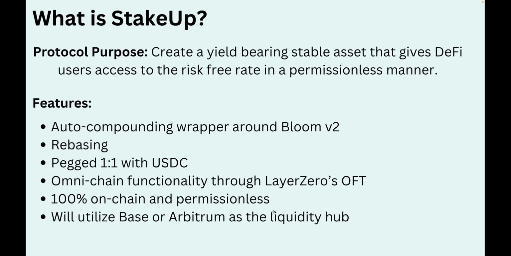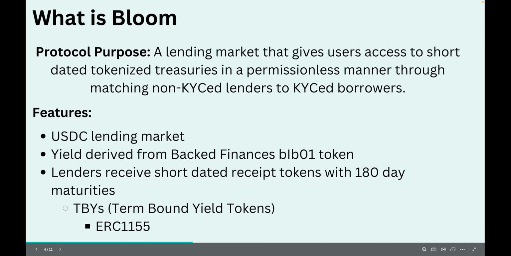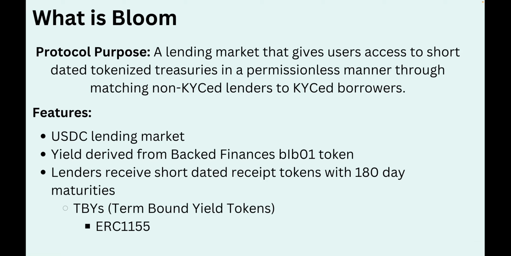begin with Bloom v2. Bloom v2 is a lending market structured as a modified order book that gives users access to short-dated tokenized treasuries in a manner that is compliant within current government regulation in both the United States and Europe. It does so by matching non-KYC lenders to KYC and compliant borrowers who use lenders' funds to purchase Backed Finance's BIB01 tracker certificate token.